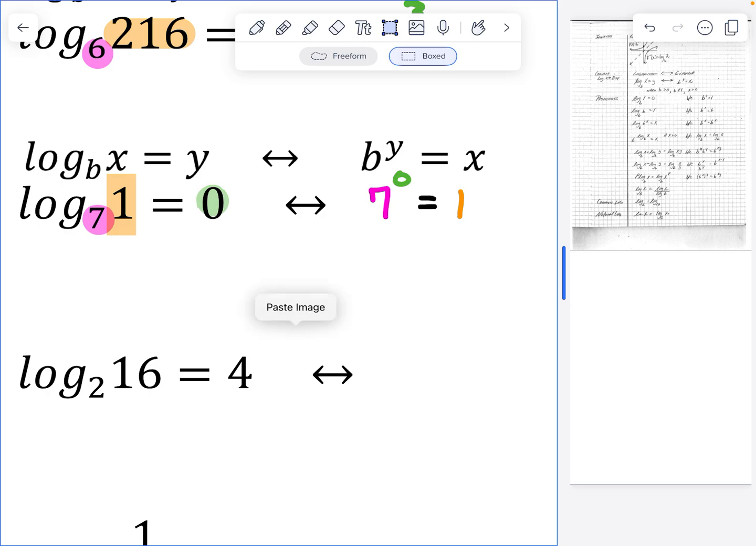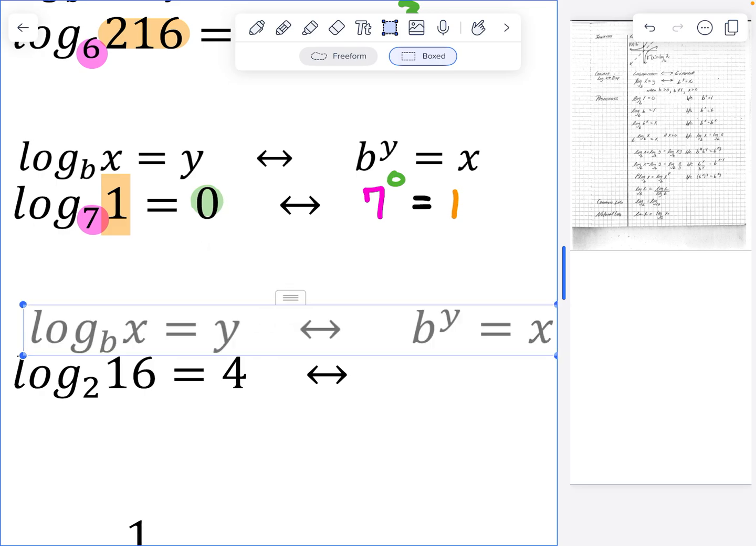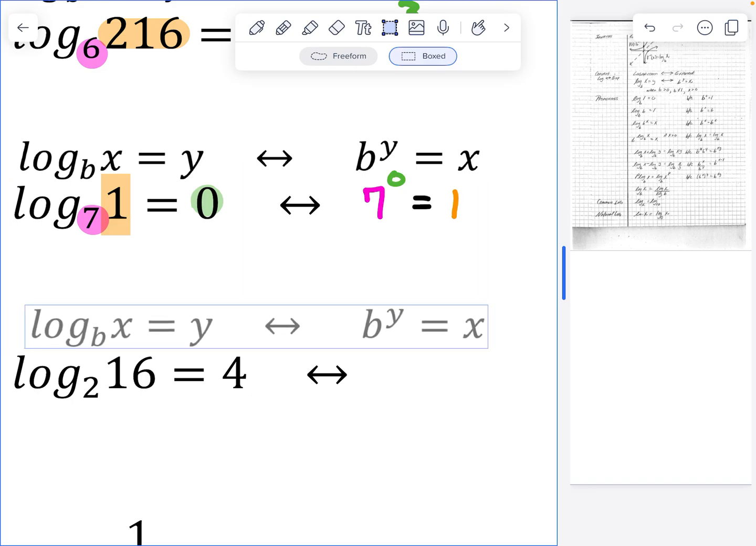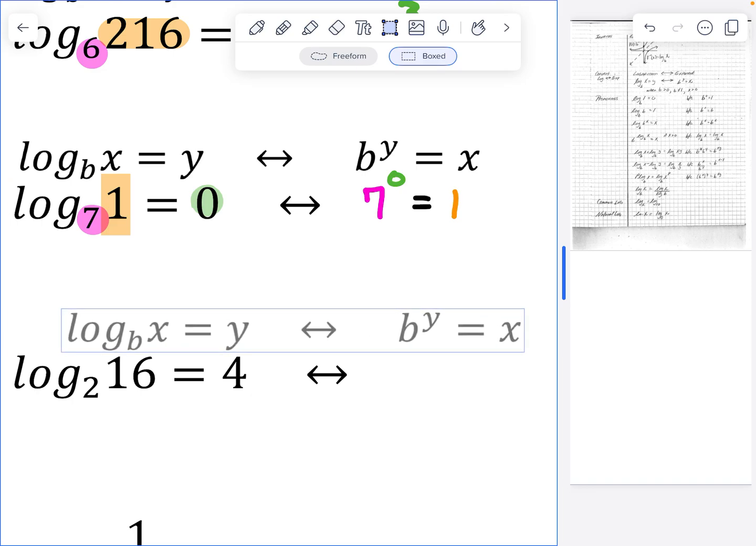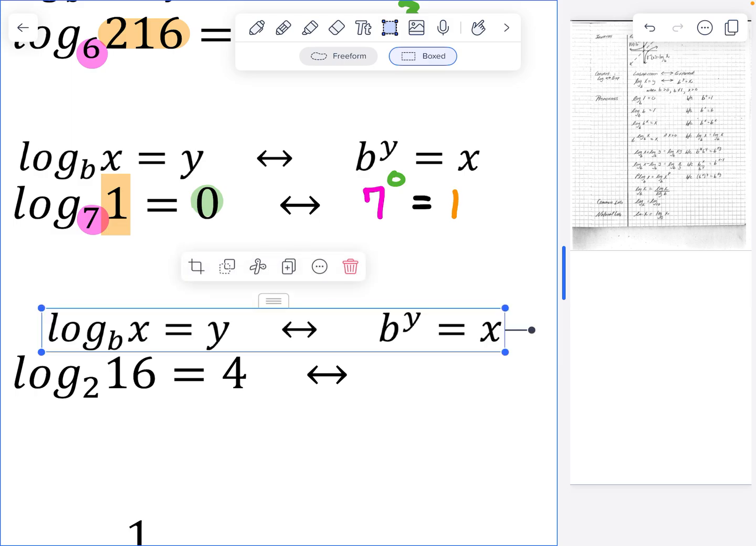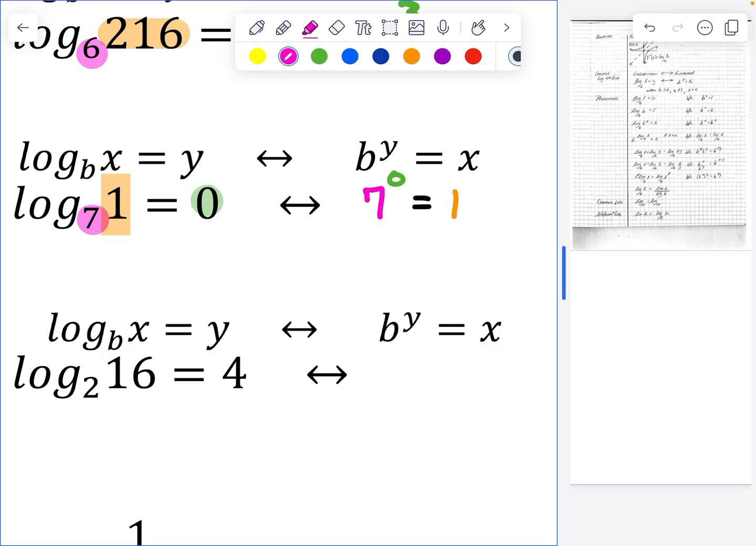So all we are doing is translating. We are not doing any solving. All we're doing is translating one language to another, if you will. In other words, the base of this logarithm is 2, so the base of my exponent is also 2.